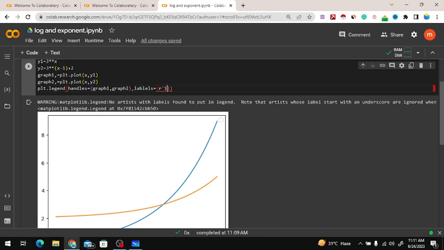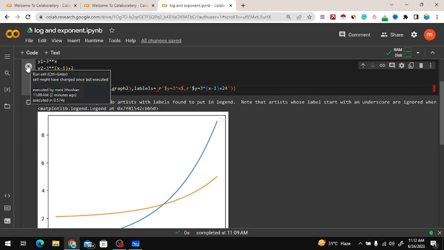symbol and y equals 3 to the power x, with a dollar sign, and again r, single quotation, dollar y equals 3 to the power, brackets x minus 1 plus 2, and dollar symbol and single quotations. So it's right, and let's check it.